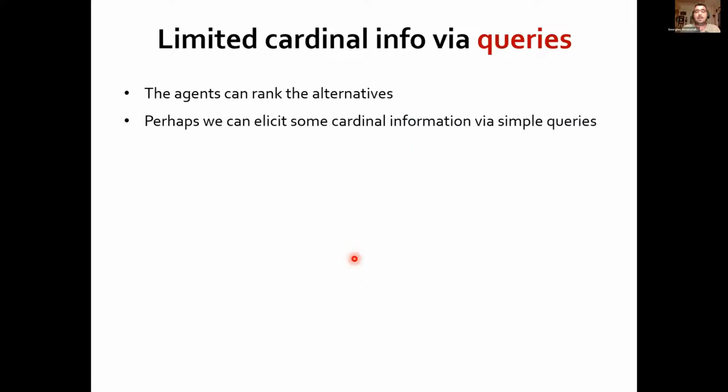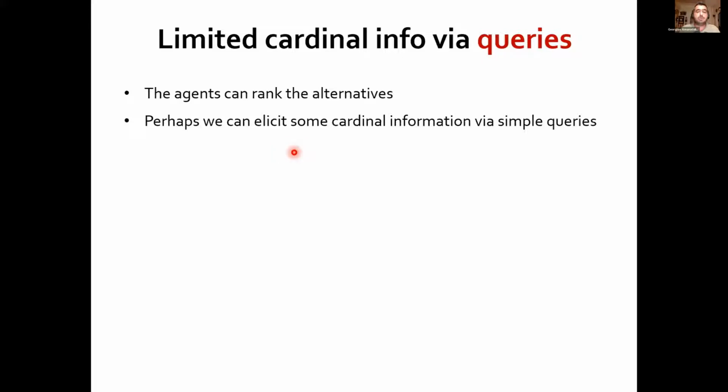So let's see exactly what this means, right? The agents can still rank the alternatives like in the standard setting, but here we hope that we can actually elicit some extra cardinal information by asking simple queries. And by simple queries, I mean 2 different types of queries.